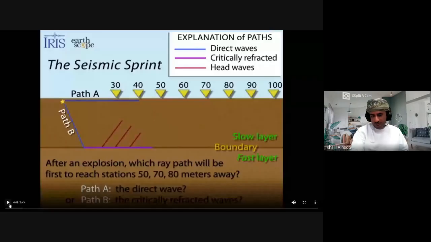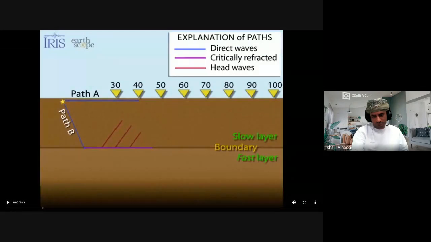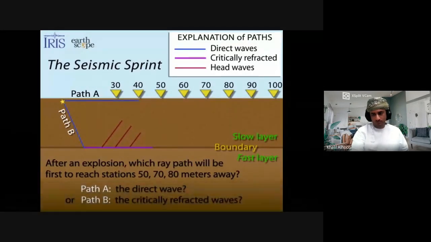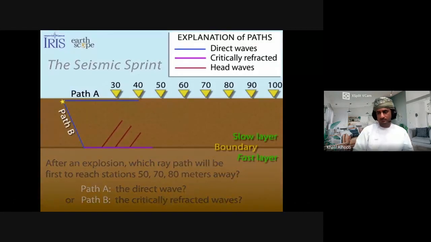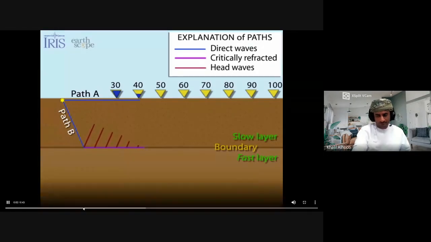This is media two. After a shallow explosion, the seismic signal on path A will travel entirely in the upper slow layer as ray B heads toward a velocity boundary at the contact of an underlying faster layer. Path B will approach the boundary at a critical angle, speed up along the boundary, and peel off head waves at the previous angle and velocity back toward the surface.